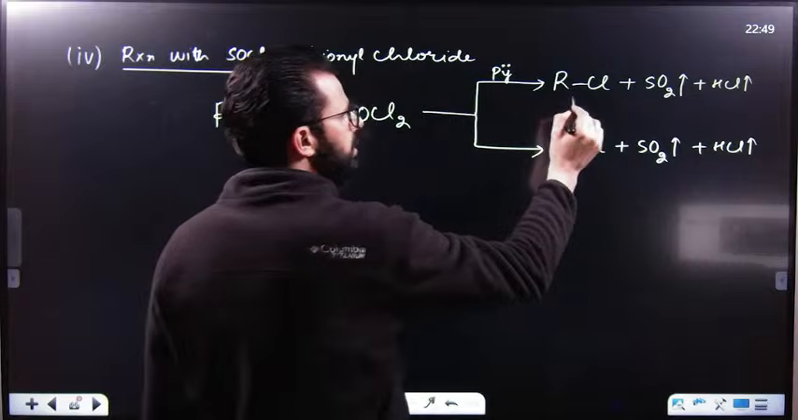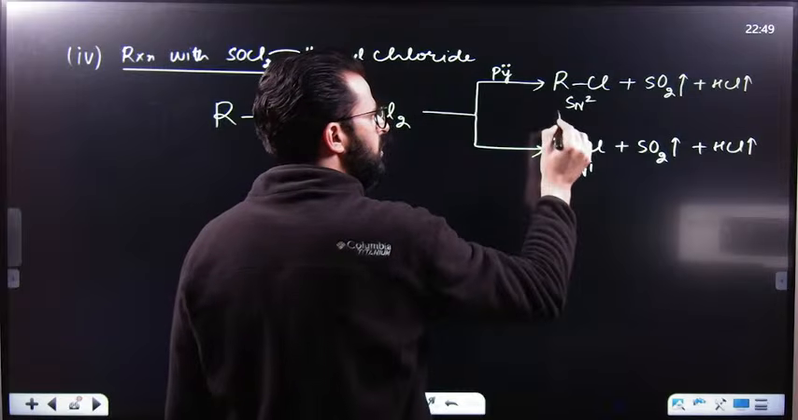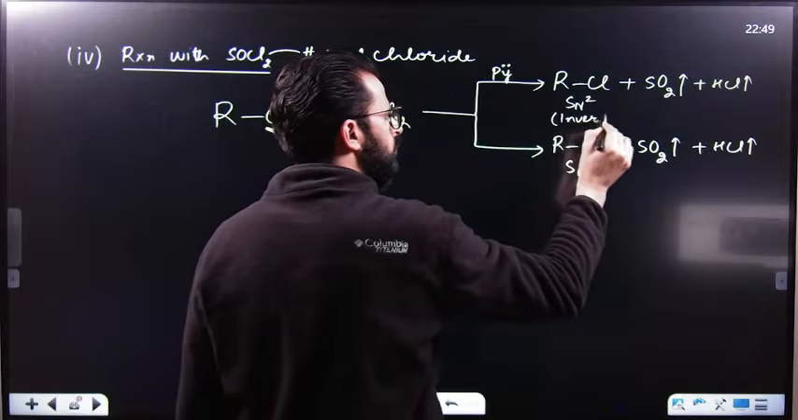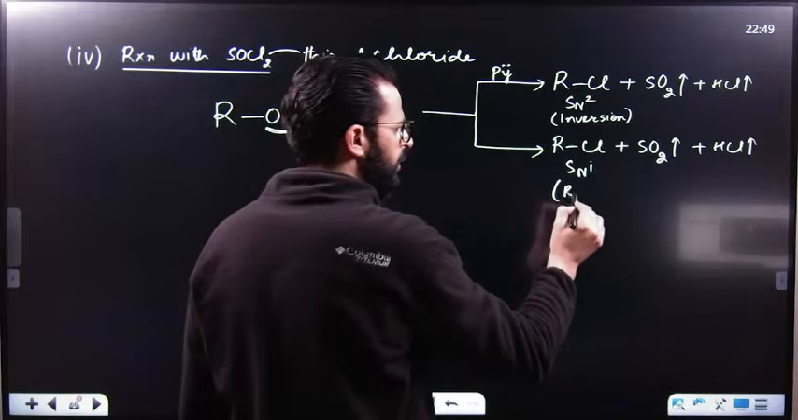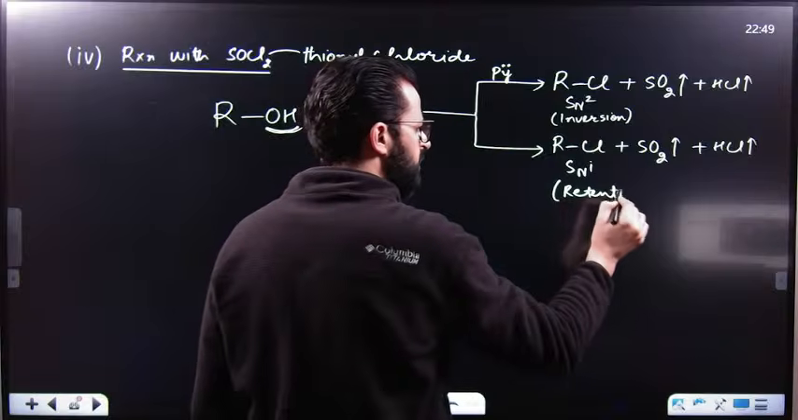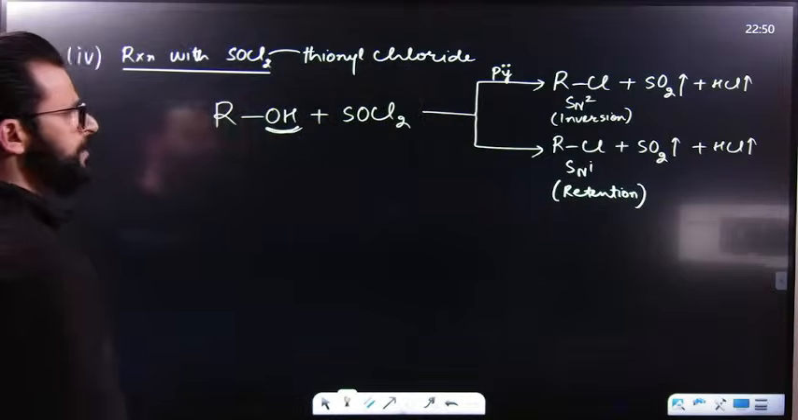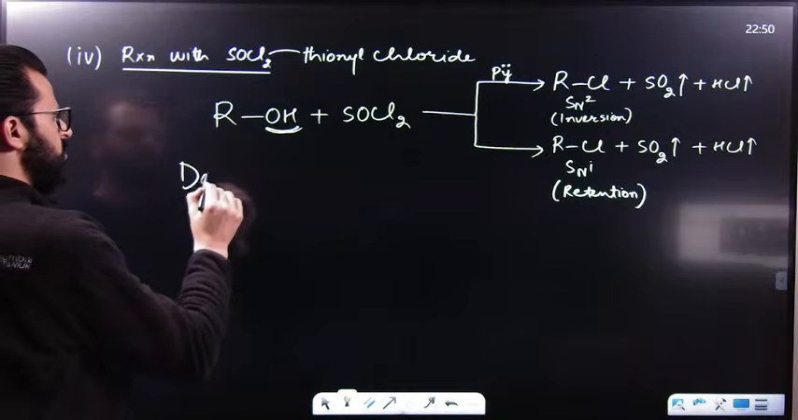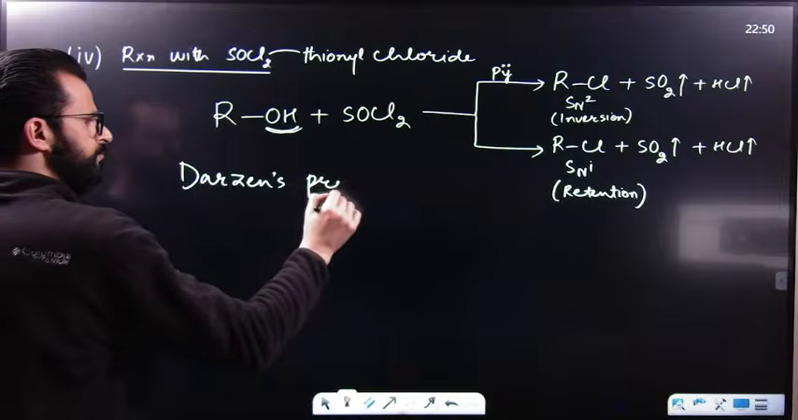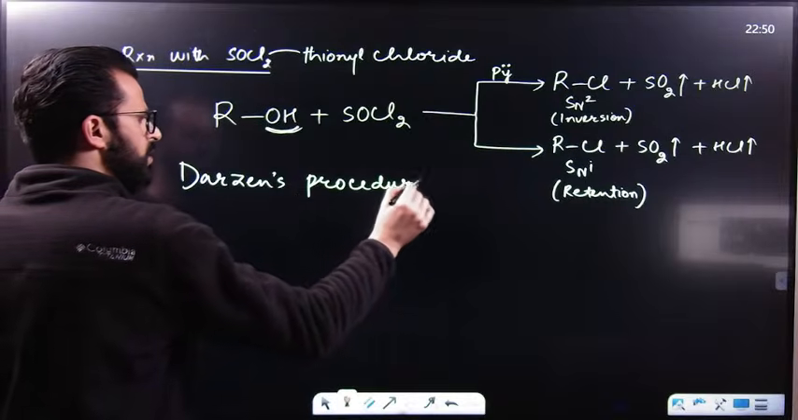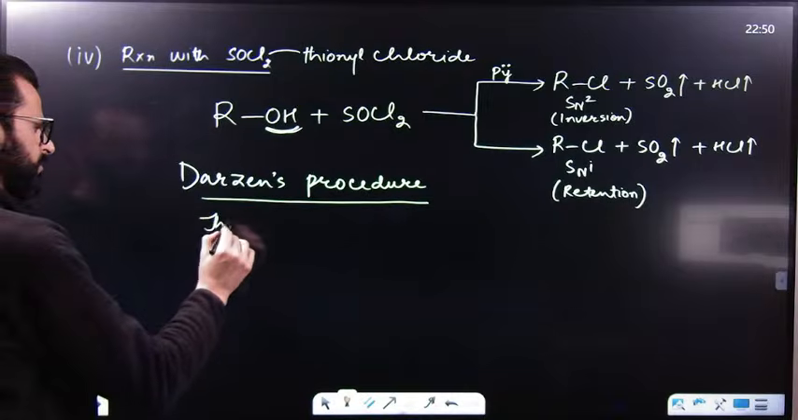But this reaction is SN2 and this reaction is SN1. Means here inversion of configuration takes place at chiral center. Here retention of configuration takes place at chiral center. You just remember only this in case of SNi. So this reaction is known as Darzens procedure, or Darzens process. So this is Darzens procedure. Now, this reaction is considered.